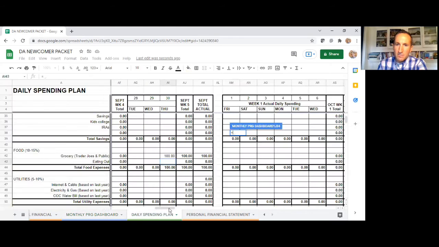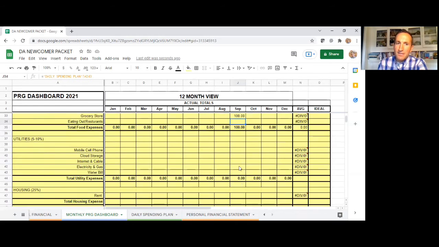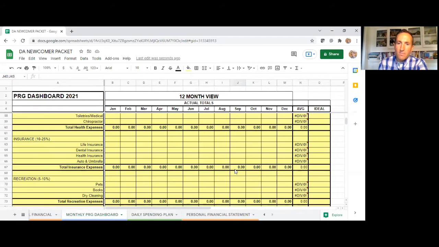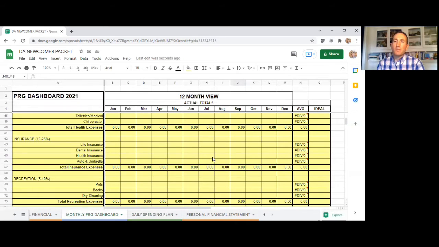Then we go to daily spending plan, eating out. Bam. Enter. So you can see here, it's saying equals spending plan AI 43. And I do that for every category, going down for September, all the way down. And what happens is, if I find there's a little error in the daily spending plan and I edit it, it's going to make the change and update the monthly PRG dashboard with the real numbers without me having to go back in and, oh man, I forgot to update the monthly numbers once I updated that daily number.